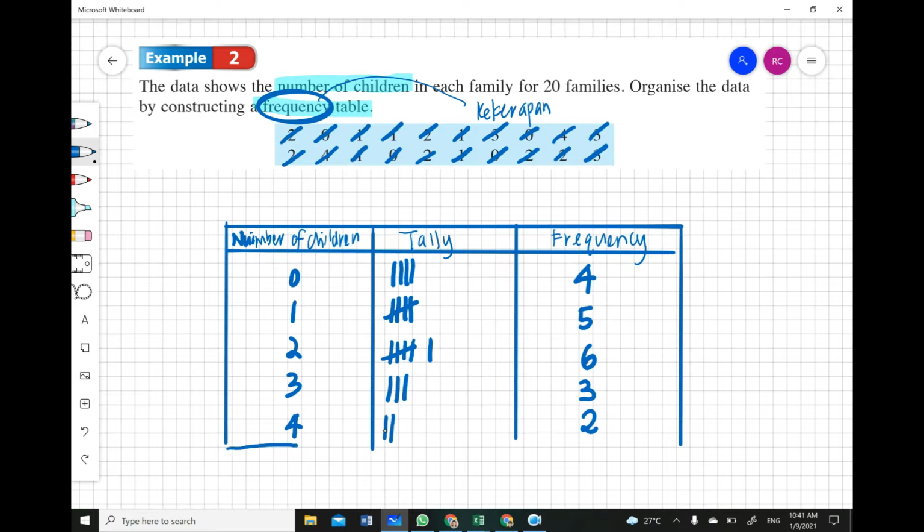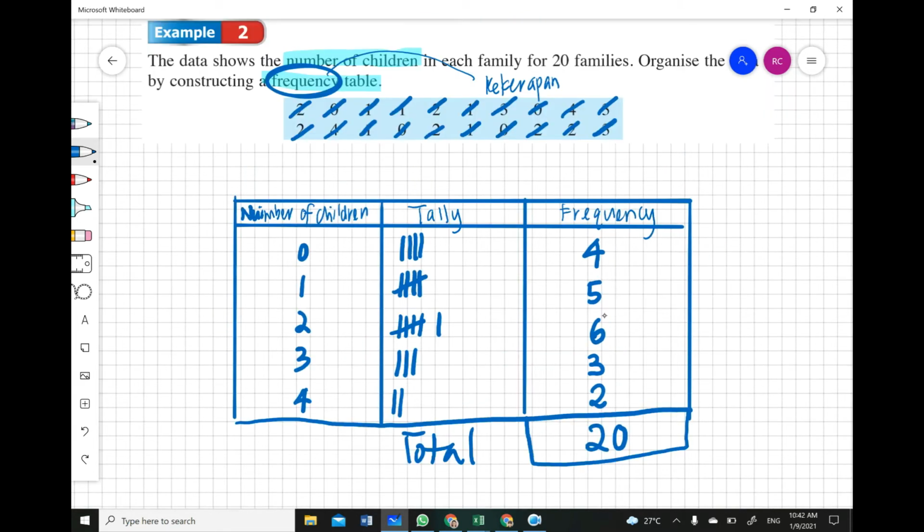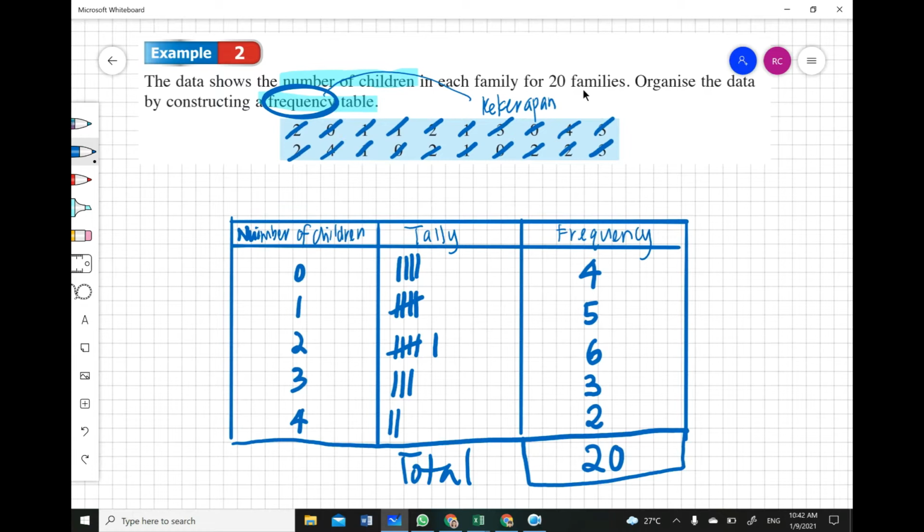When it is all done, you have to calculate the total of the frequency, down here. I'm going to gather the ones that are easier to calculate. 6 plus 4 is 10. 5 plus 3 is 8, plus 2, another 10. So altogether, there are 20 for all of these 20 families.